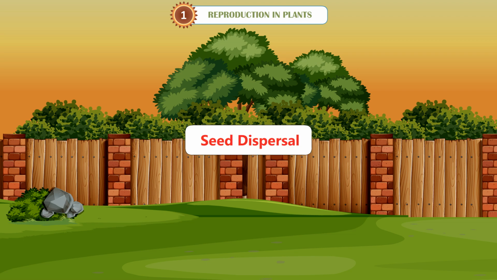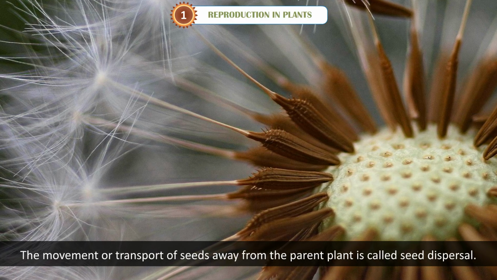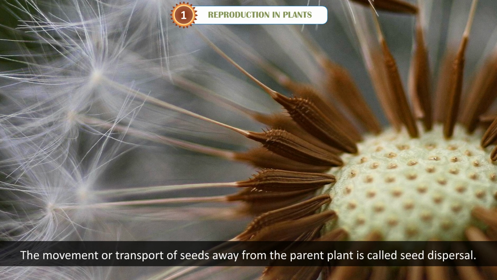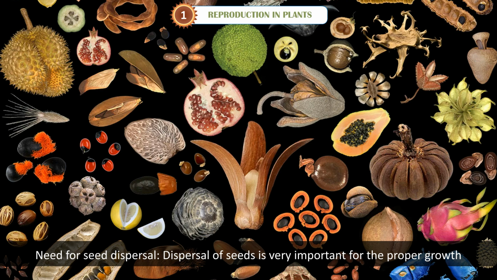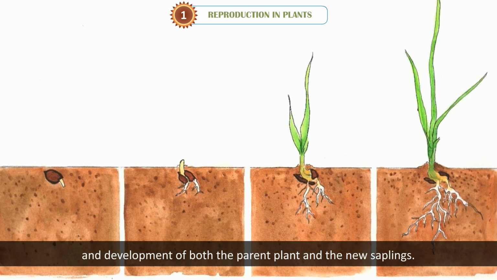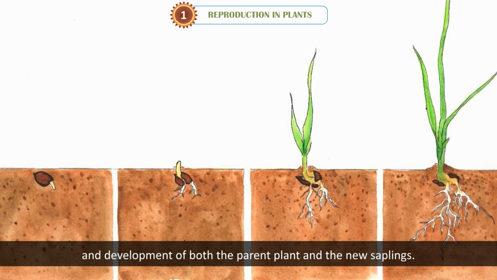Seed dispersal. The movement or transport of seeds away from the parent plant is called seed dispersal. Need for seed dispersal. Dispersal of seeds is very important for the proper growth and development of both the parent plant and the new saplings.